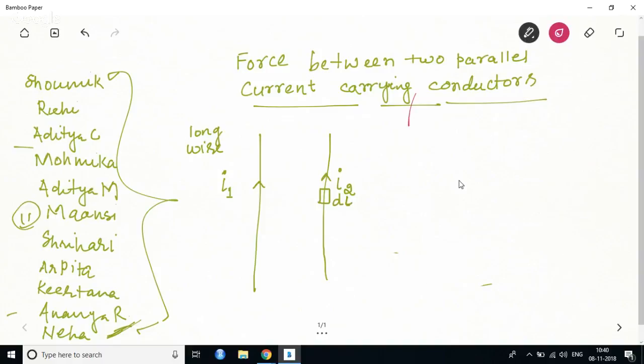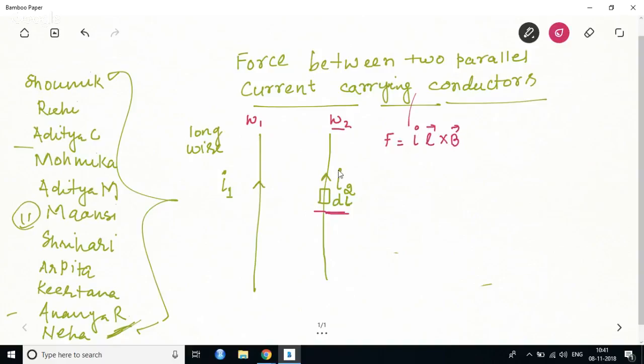So guys, understand now. Stop writing and listen to me very carefully. I want to find out the force on this length dl. Why this length dl on this second wire? Suppose this is wire 1 and this is wire 2. Why would wire 2 or any part of wire 2 feel the force first? So what is the formula of force on any current carrying conductor? It is I into L vector cross B vector.